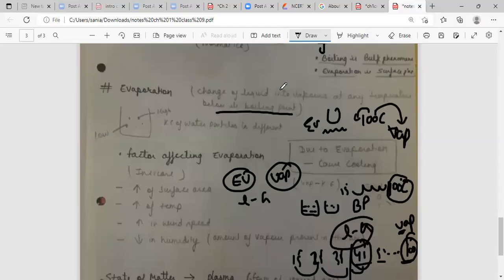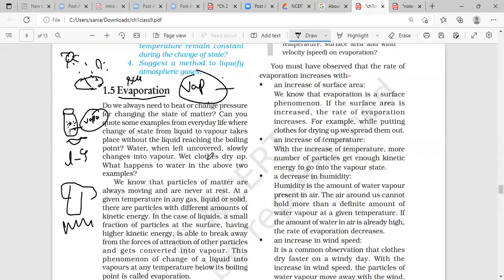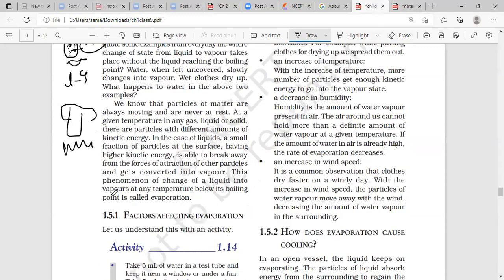Okay, so basically now we are doing evaporation. So, what is evaporation? You will write the hashtag evaporation. Change of liquid into vapors, or you can say gaseous form, at any temperature below its boiling point. That is known as evaporation. Don't write it down yet, I'll just check if there is any definition. Yeah, from here you can write: change of liquid into vapors at any temperature below its boiling point is called evaporation. Okay.